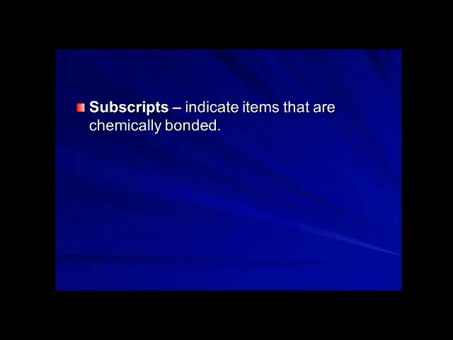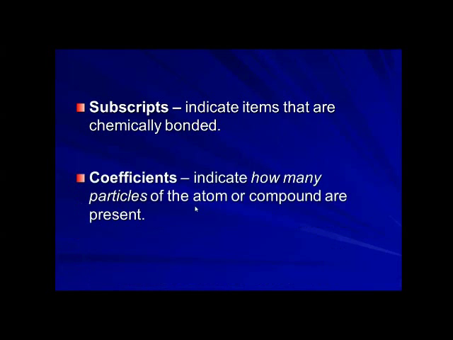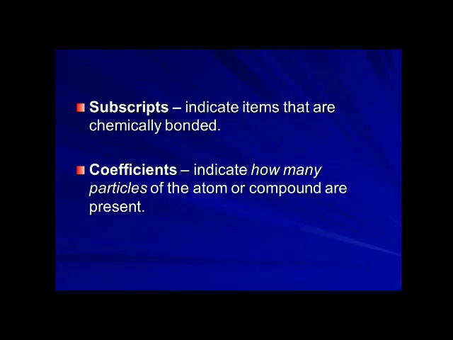So subscripts, like I said, those indicate items that are chemically bonded. Basically, if things are written right next to each other like that, it means they're chemically bonded together, or a subscript indicates there's two of the same thing chemically bonded together in this case. Coefficients indicate how many particles of the atom or compound are present.